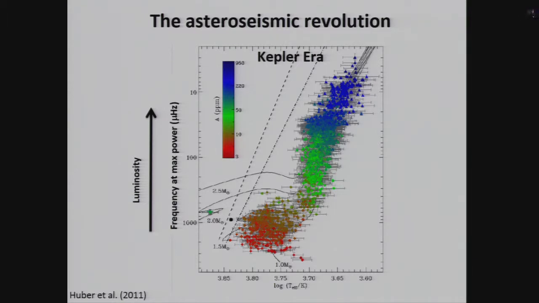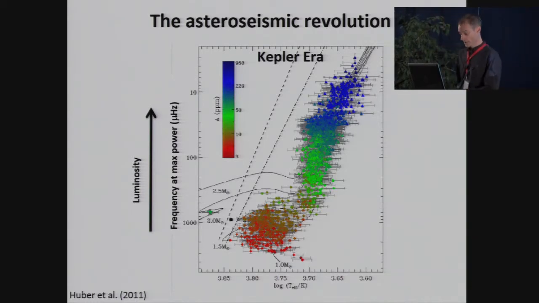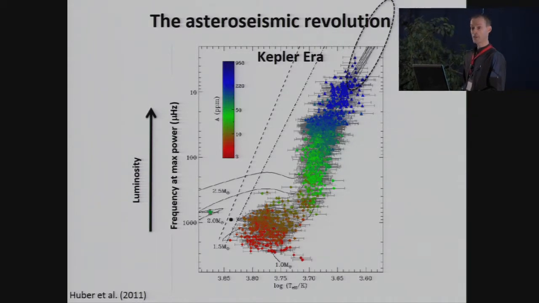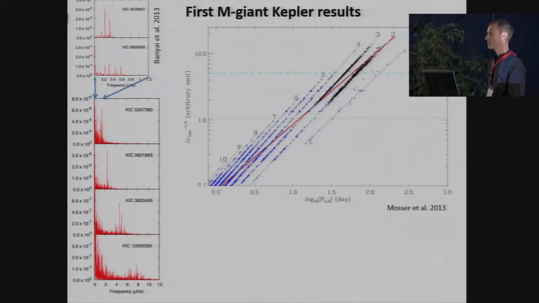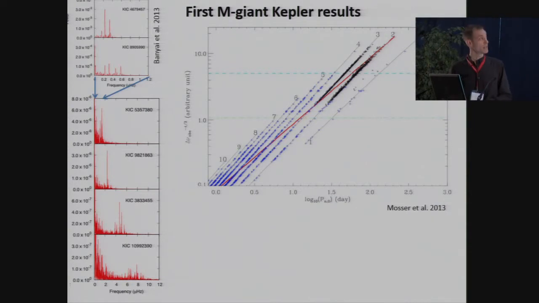And so this plot here, which is actually an old plot from the CoRoT revolution, can now be extended with the Kepler data two orders of magnitude in luminosity and frequency, if you like. So after about 3 years, it was time to publish the first results on M giants from Kepler data, and I'm showing here results from the first two papers.